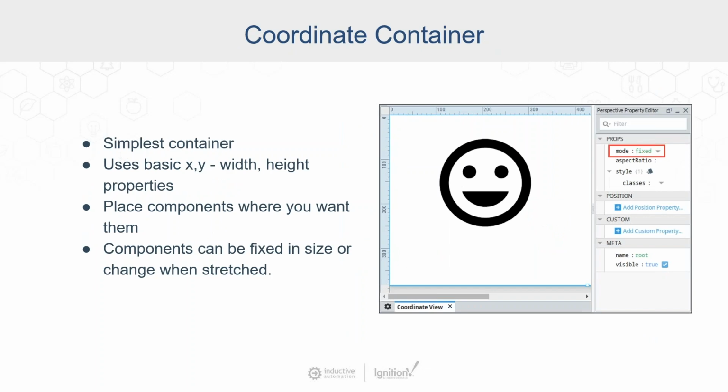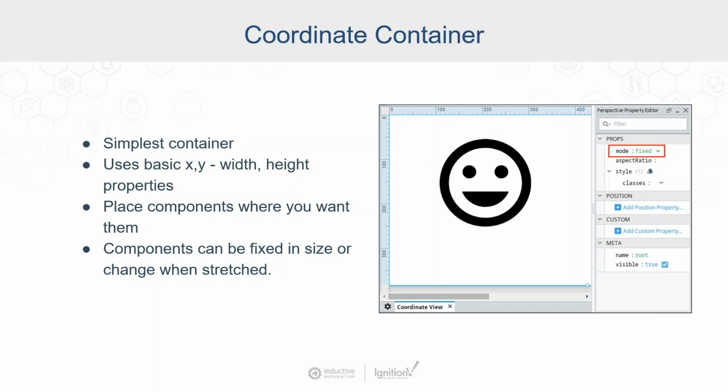So let's start with the coordinate container. This is similar to the relative layout in the Vision module, and it's the simplest container, allowing you to add components using basic X, Y, width, and height properties. The coordinate container is perfect for dragging components to where you want to place them, exactly. And the components can be fixed in size, or you can make the components change in size proportionally when the view is stretched. So this is a pretty classic layout manager, and pretty much the only one that Vision had.